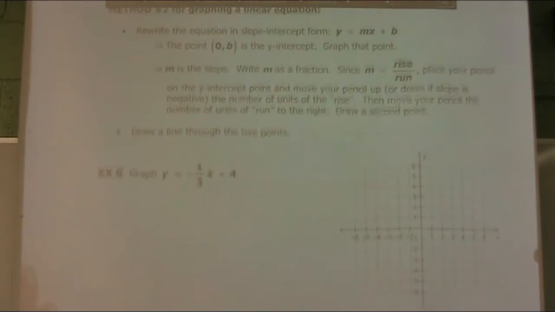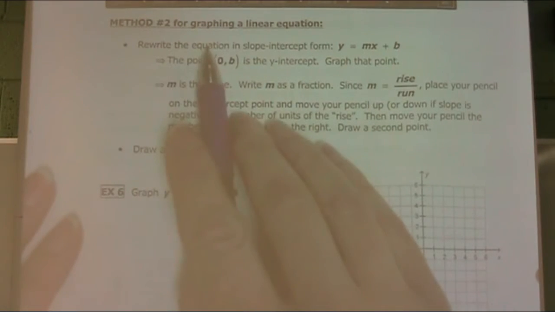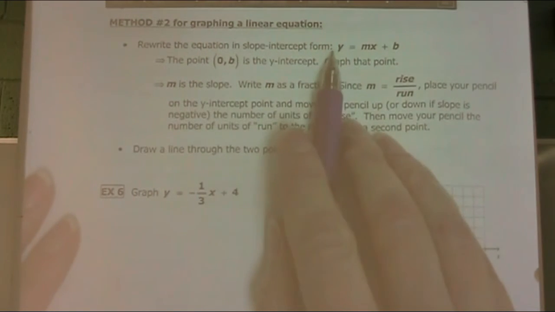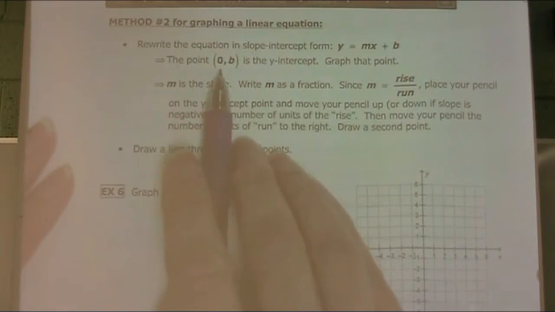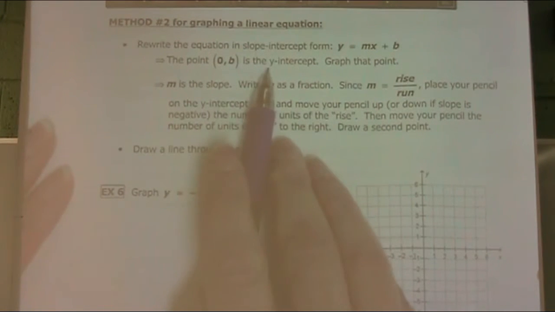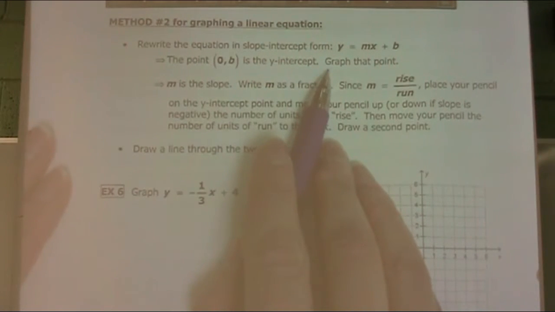All right, there is a second method for graphing a linear equation, and that is to do this. Rewrite the equation in slope-intercept form, y equals mx plus b. You know how to do this because you've been practicing it since class on Friday. The point 0, b is the y-intercept. So we're going to find that and graph that point.